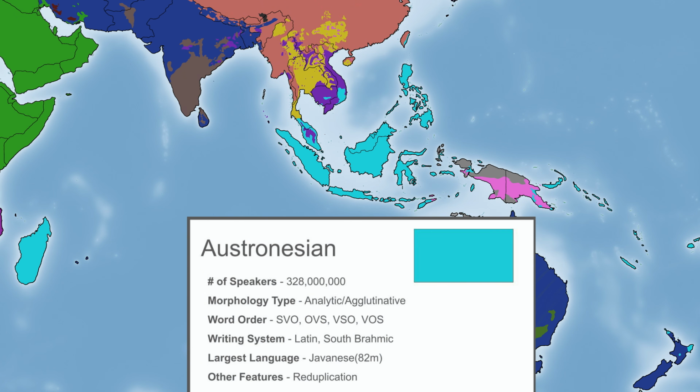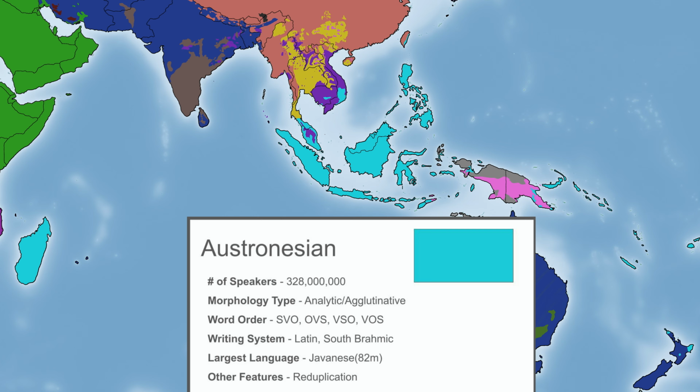Most Austronesian languages use analytical morphology, except for the languages of the Philippines, which are mostly agglutinative. In terms of word order, the Austronesian languages are some of the most diverse. Many languages use SVO order, with especially those spoken in Indonesia and Malaysia using this order. SOV is in general pretty rare, but some languages use it in conjunction with others.